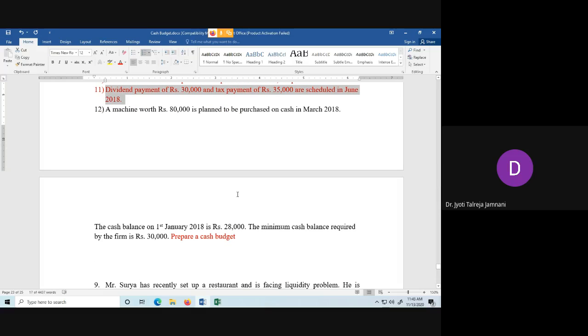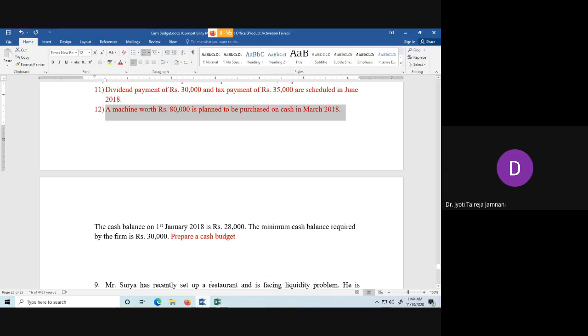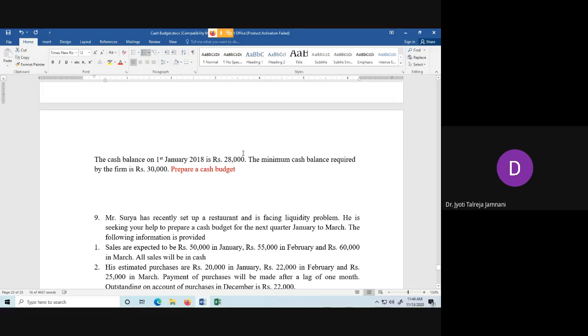A machine worth rupees 80,000 is planned to be purchased on cash in March 2018. So we have to purchase a machine in the month of March. So here you write purchase of machine 80,000 in March. The cash balance on 1st Jan is 28,000. So this is the opening balance and the minimum cash balance required is 30,000.